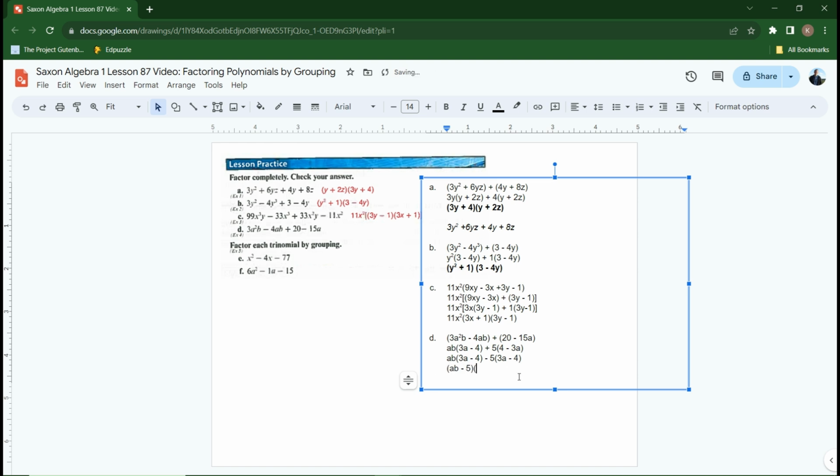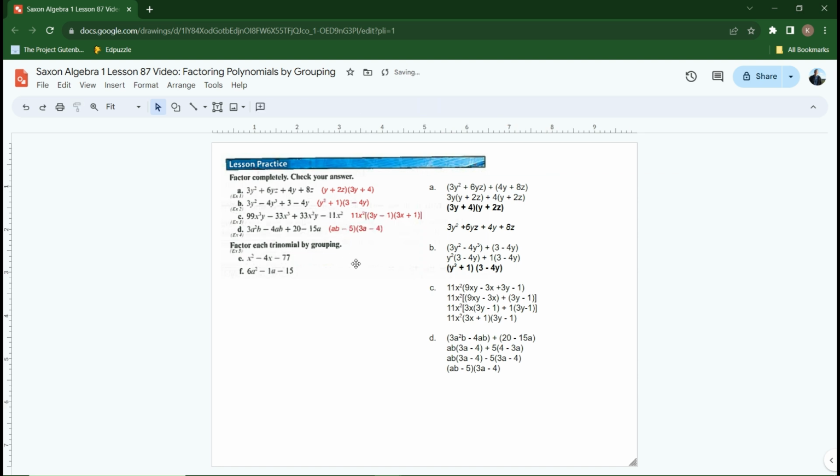AB minus 5 times 3A minus 4. And if I were to FOIL this out again, I would come back up with this term here, but let's make sure we did it right. AB minus 5, 3A minus 4, we're good.